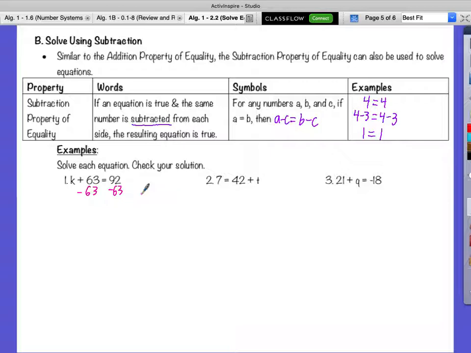As we rewrite the next step, did we do anything with k? No, it stays the same, so we write it again. What's positive 63 minus 63? 0. Do we have to write it then? No. We write the equal sign. 92 minus 63: we might not know it off the top of our head, so let's borrow. 2 minus 3, well, we got to borrow. 9 becomes 8, 2 becomes 12. 12 minus 3 is 9. 8 minus 6 is 2. So k is 29.